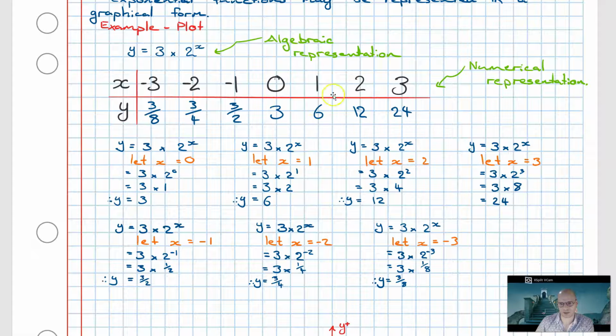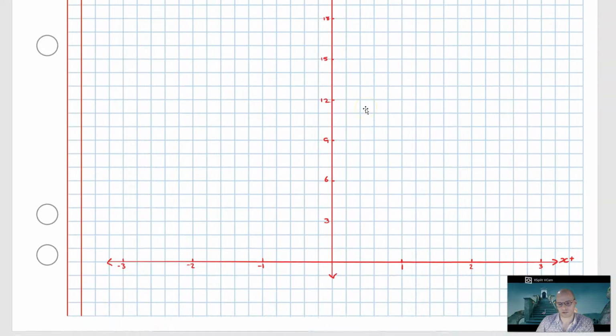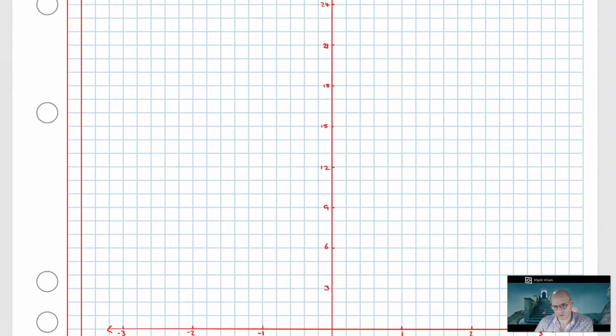Now, to be able to show this in its graphical representation, what we're going to do is get this table of values and plot it on a Cartesian plane. So getting these values here, I'm going to go down and plot them on here. First one was at 0, 3. This is our y-intercept. Always very important to show that on a graph. Next point was at 1 and 6, 2 and 12, and then finally 3 and 24.